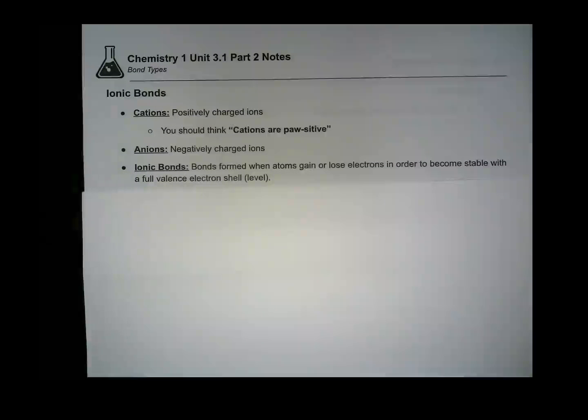An ionic bond is a bond formed when atoms gain or lose electrons in order to become stable with a full valence electron shell or level. So atoms want to become stable. And if an atom somehow becomes an ion, it's freaking out, or when it's exposed to something else.